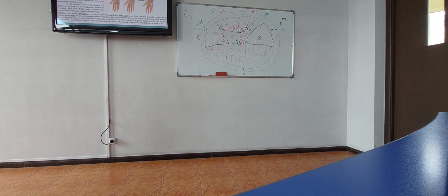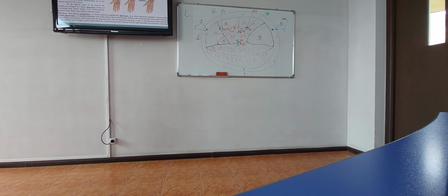So once again, groove C between 12 and 17. Inside of groove C, 32 is the ramus superficialis nervi radialis, 33 is the arteria radialis. The names do not need to be mentioned, you have them before.